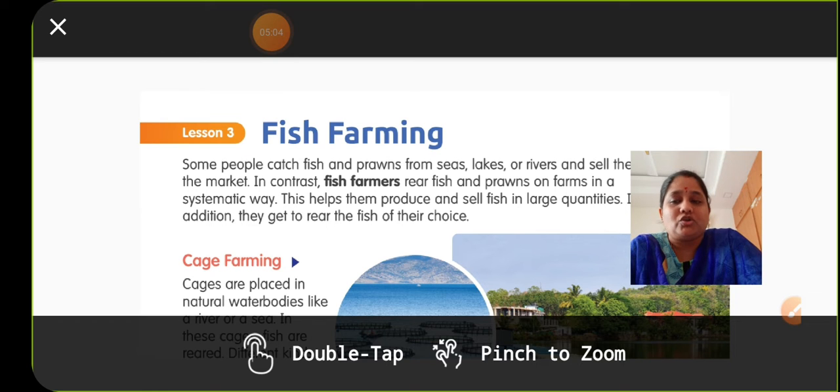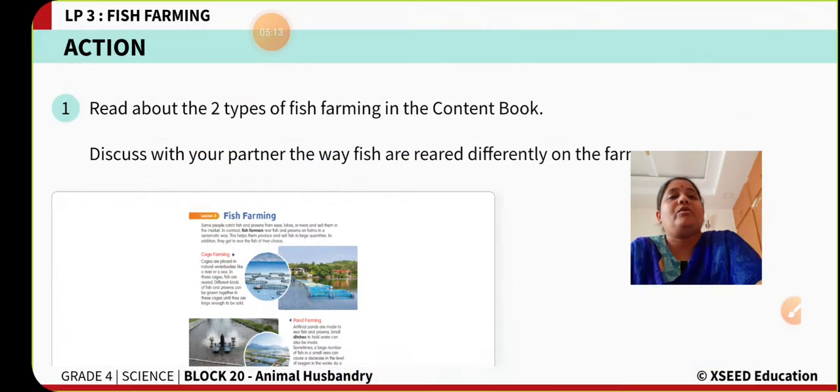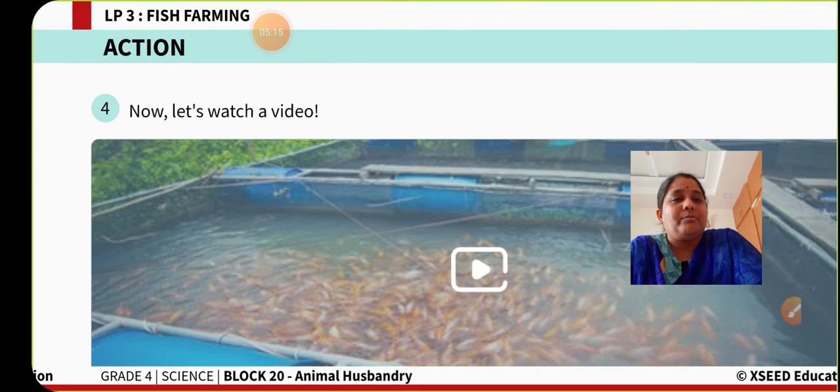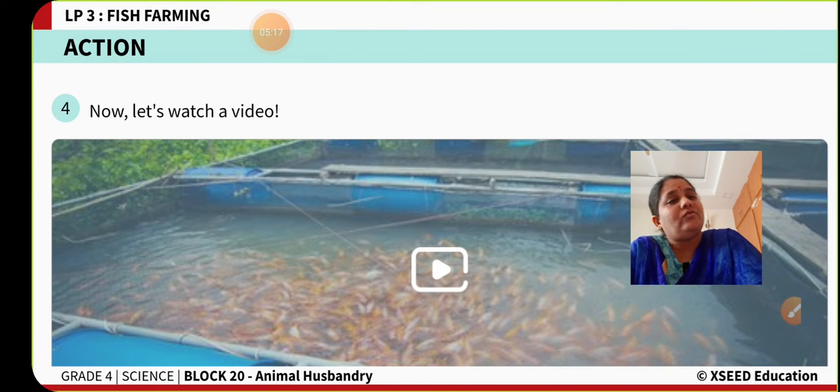In addition, they get to rear the fish of their choice. There are two different fish farming methods given here, a cage farming method and a pond farming method. To understand what a cage farming method and a pond farming method is, let's have a look at a small video, children.